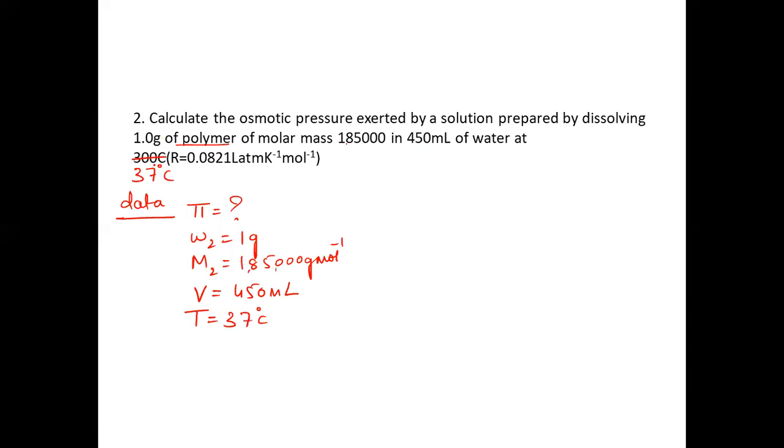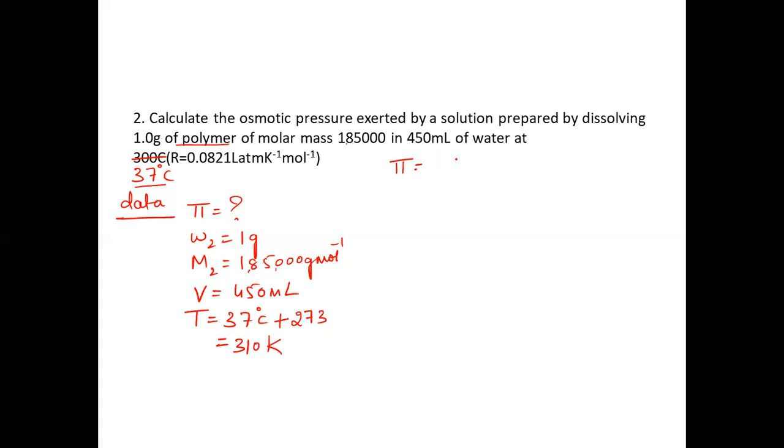See students, here the temperature must be in Kelvin, whereas they have given it in degrees Celsius. Therefore, we need to convert degrees Celsius into Kelvin. For that, we need to add 273. So 37 plus 273 is 310 Kelvin. This has to be converted.